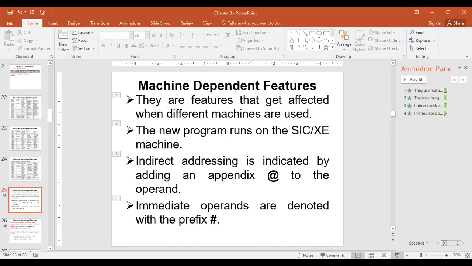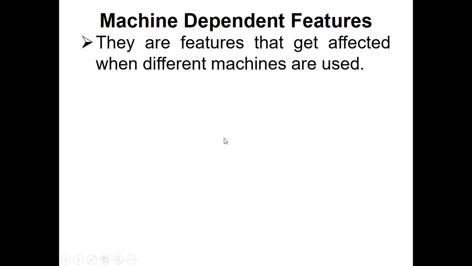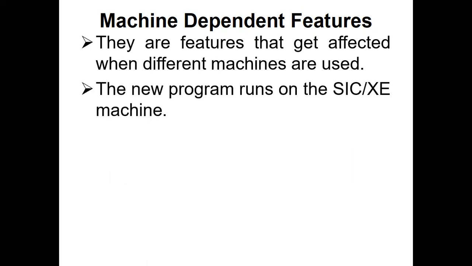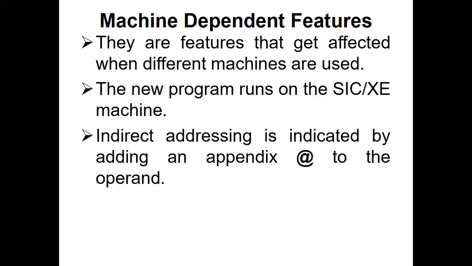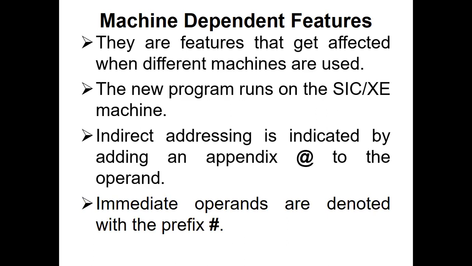Okay, so what I am saying, we are reading here, where we are saying that what we mean by machine-dependent features, these are features which affect the machine language instructions when we change a machine from one machine to another. Okay, and then we are saying that that new program is running on the XE. That's why you see that so many things are changing. Okay. Indirect addressing, we have said that that is indicated by using a prefix ampersand to the operand. Okay. Immediate operands, as usual, these are denoted by putting a prefix hash.